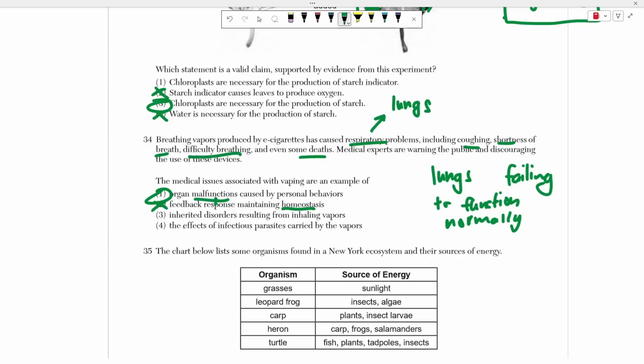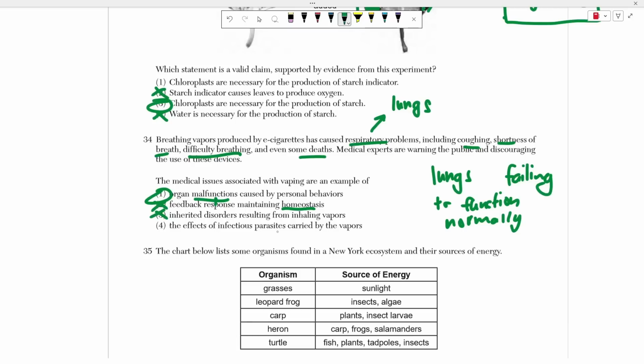3, inherited disorders resulting from inhaling vapors. It's not an inherited disorder. No one is born with shortness of breath or coughing or difficulty breathing. They do it to themselves, right? They're smoking the e-cigarettes, and the e-cigarettes are causing the organs, the lungs, to malfunction, right? None of these are disorders. It's not like you have short breath disorder. You got short breath because you smoked, right? And because you damaged your lungs.